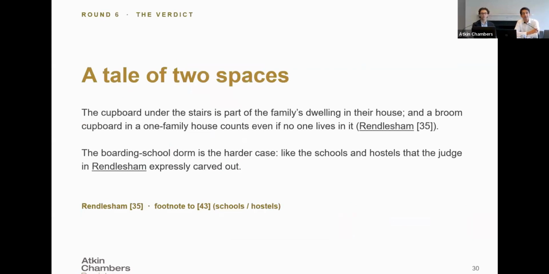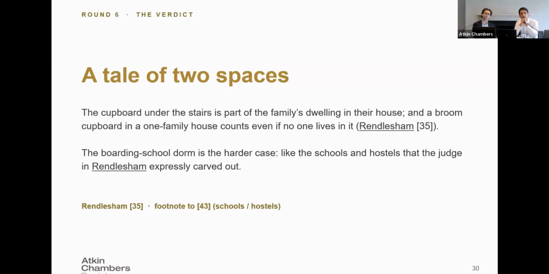So taking them in reverse order, in Rendlesham, the judge may have been thinking about Harry Potter because he said that a broom cupboard in a one-family house counts even if no one lives in it. So after Harry turns 12, he's no longer living in it. But that either is a dwelling or is part of the broader dwelling in the home. So that's fairly clear cut.